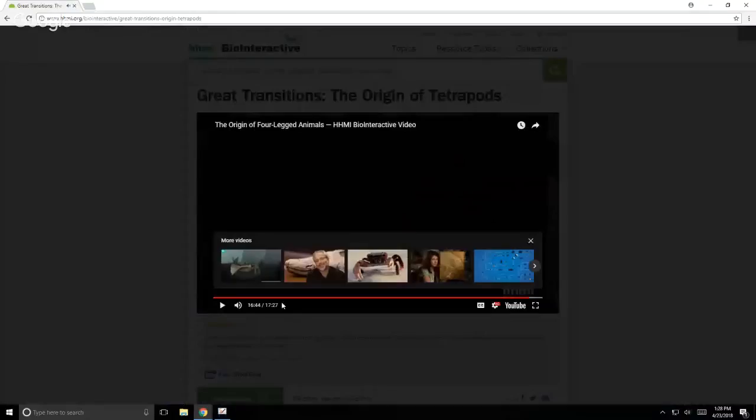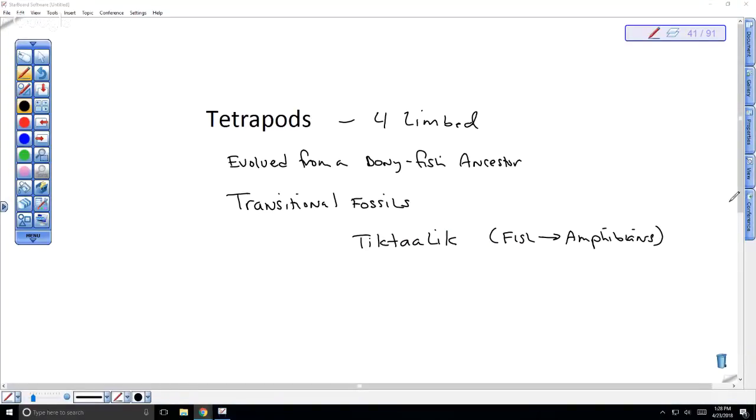Okay, are there any questions? So that's just one example of a transitional fossil that we'll talk about. We'll talk about some more when we talk about the evolution of reptiles and birds as well.